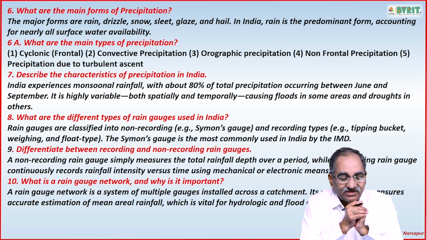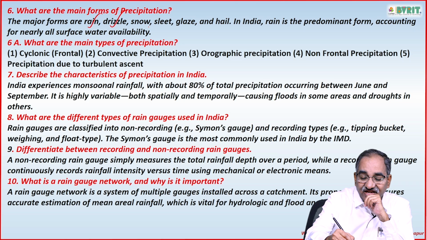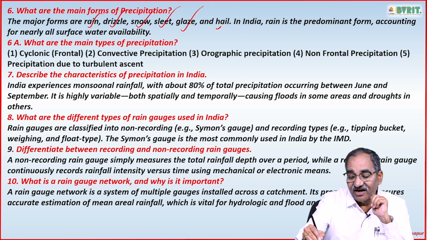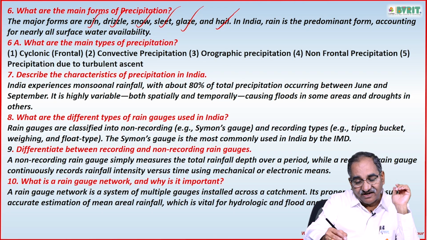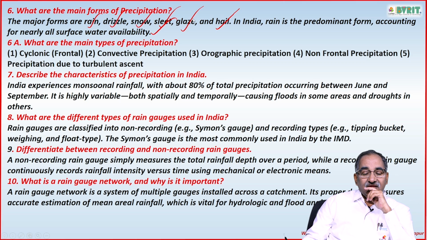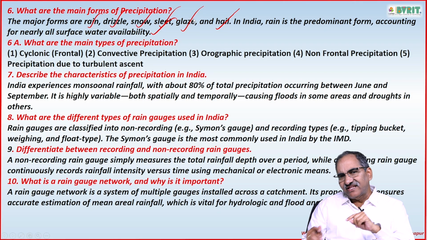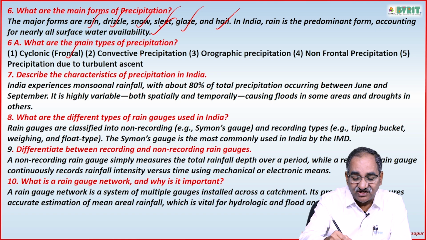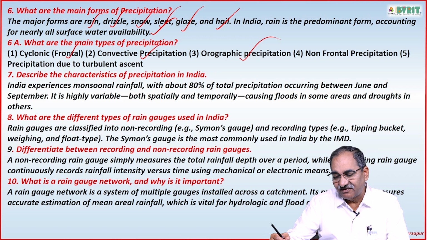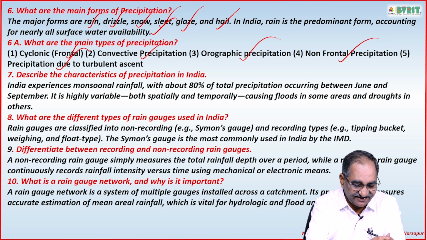What are the main forms of precipitation? The main forms of precipitation are rain, drizzle, snow, sleet, glaze, and hail. In India, rain is the predominant form, accounting for nearly all surface water availability. The next one is, what are the types of precipitation? Cyclonic, which is frontal precipitation, convective precipitation, orographic precipitation, non-frontal precipitation, and precipitation due to turbulent ascent.